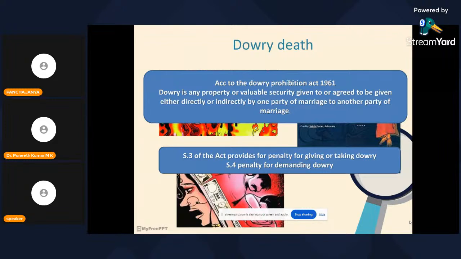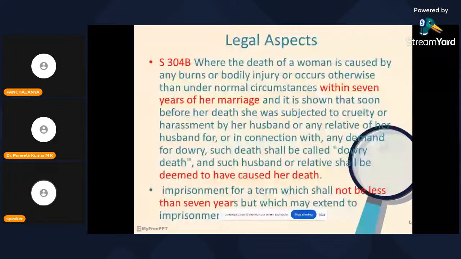If harassment is done because of dowry or because of any money, property or anything else, and if death occurs, such a death is considered a dowry death. In that condition, the husband and relatives shall be deemed to have caused her death within 7 years of her marriage.